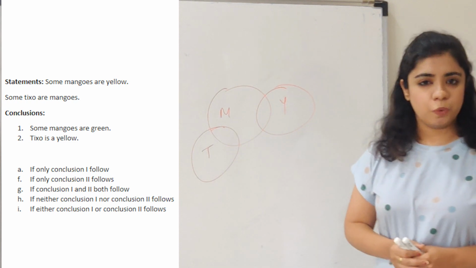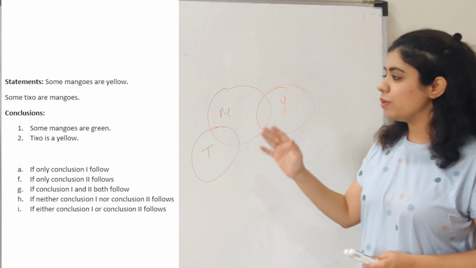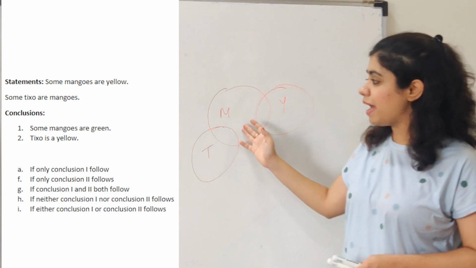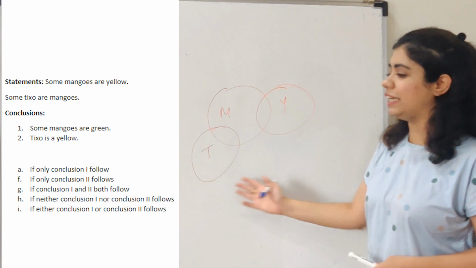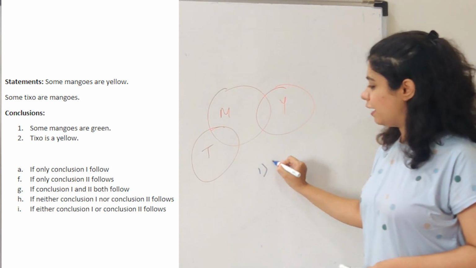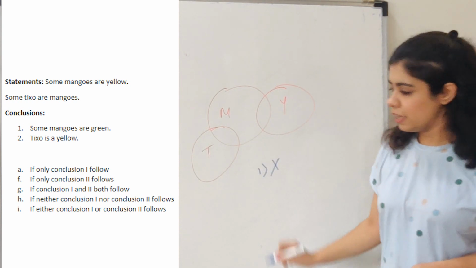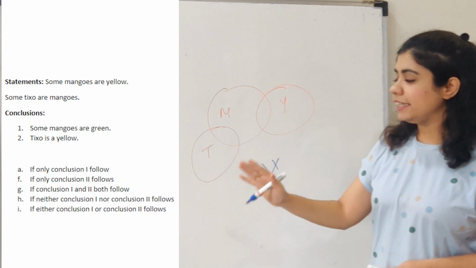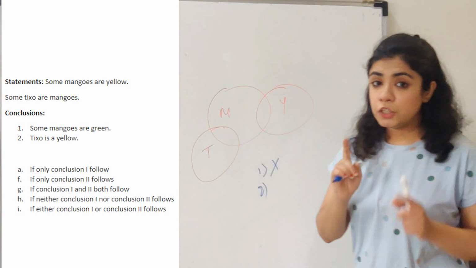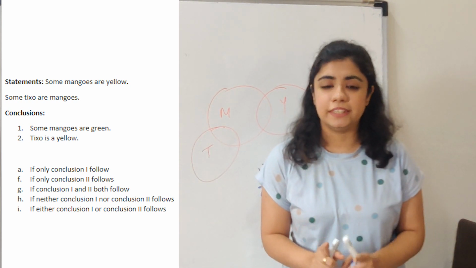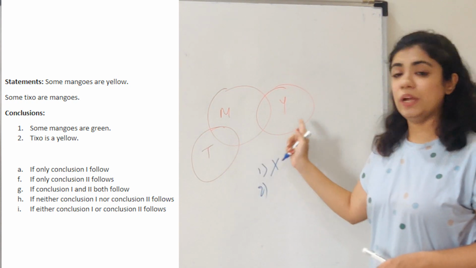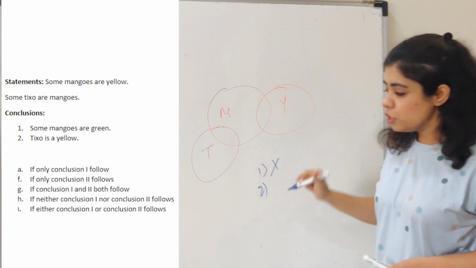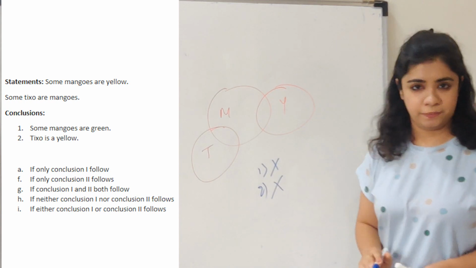Look at your conclusion 1. Some mangoes are green. Now green is not even there in the diagram. There is no green here. So conclusion 1 is definitely wrong. Conclusion 2: T.A.W.S is yellow. You just have to check whether it is visible. T.A.W.S is yellow. It is not visible, so it is not correct.